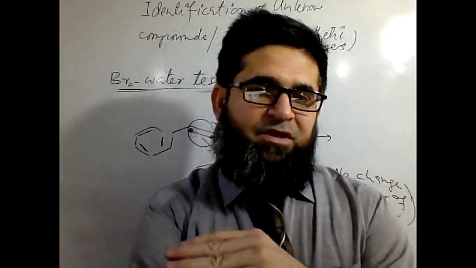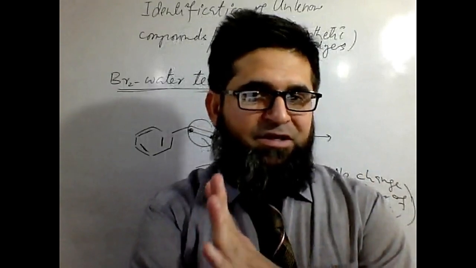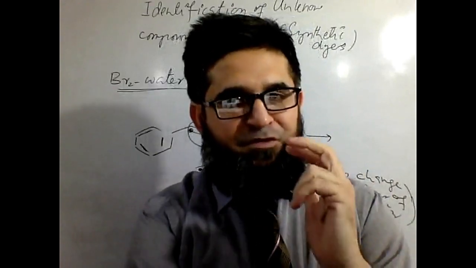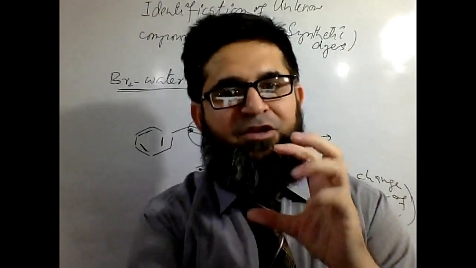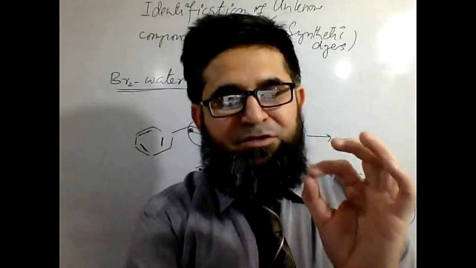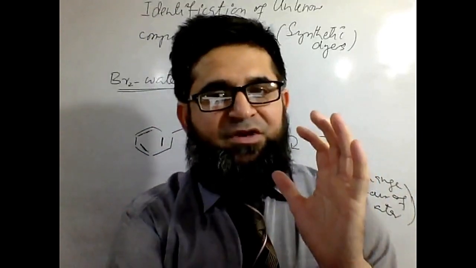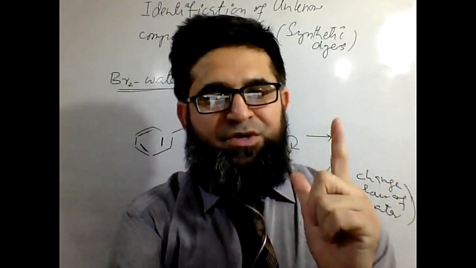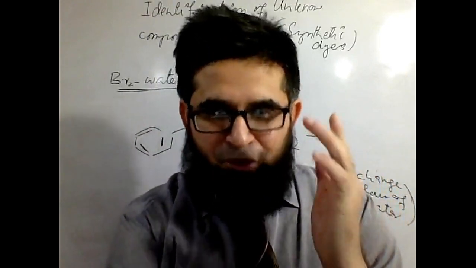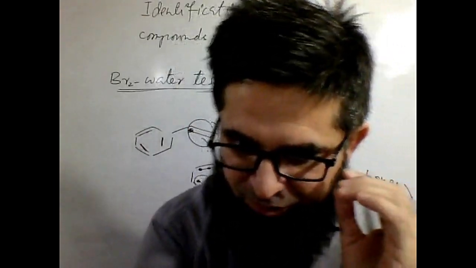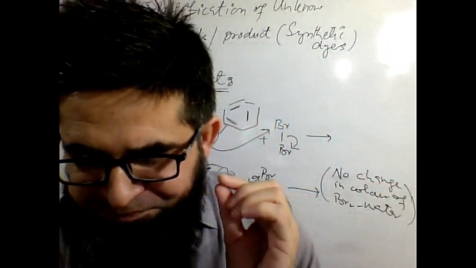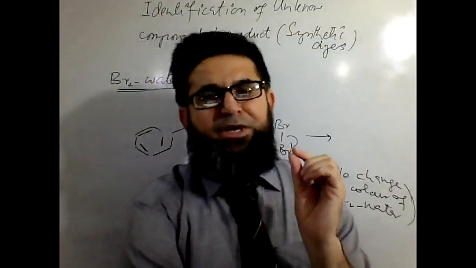If there is no reaction with benzene or the molecule, then the bond between Br and Br will remain and persist. Similarly, the color of bromine will not disappear, which represents that the molecule is saturated and there is no double bond. So I hope you got the idea about the chemistry behind the bromine water test.